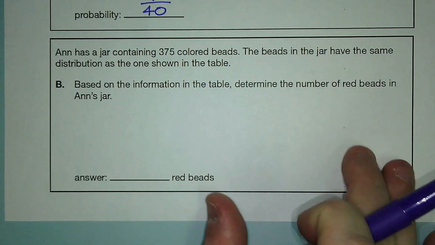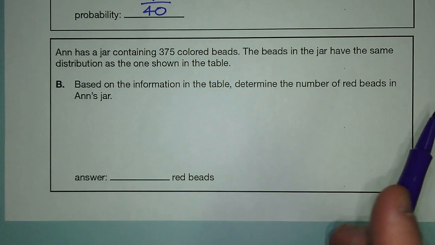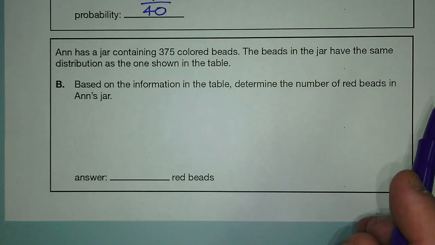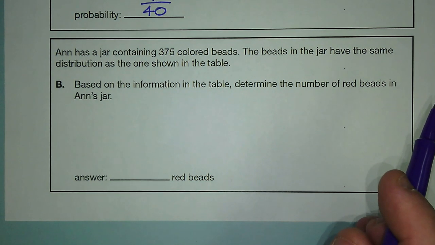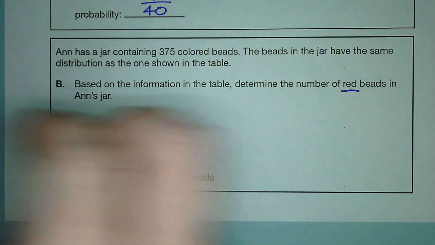Anne has a jar, so on to part B here, containing 375 colored beads. The beads in the jar have the same distribution as the one shown in the table. Based on the information in the table, determine the number of red. Okay.